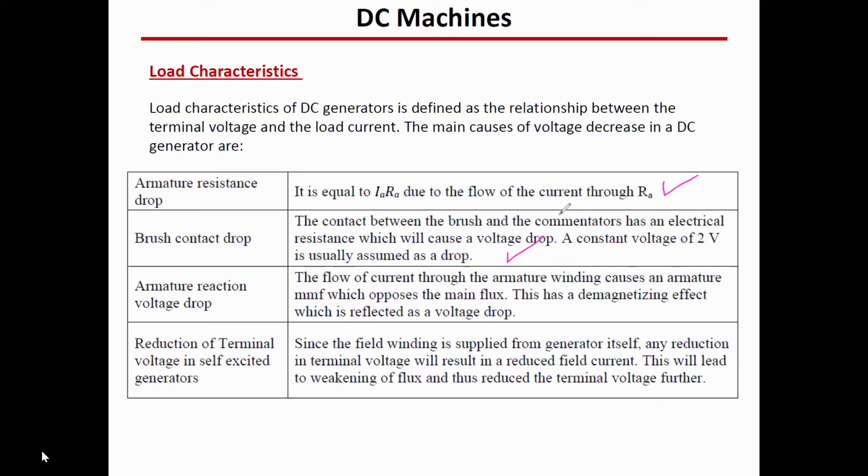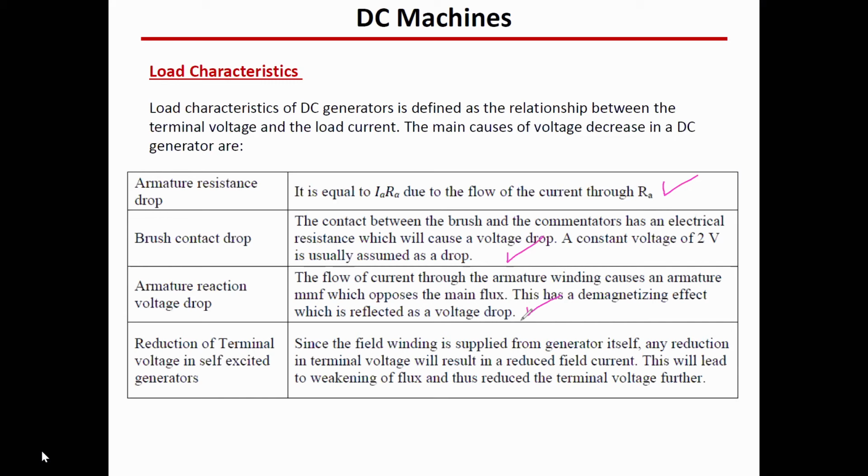And it is usually 2 volts, but it should be mentioned in the problem. If it is not mentioned, no need to include it. Armature reaction, if you remember, I explained this yesterday. It's because the current in the armature will generate a magnetic field that will weaken the net magnetic field inside the machine. So it's a negative impact of the magnetic field generated from the armature. You need the magnetic field generated from the field, not the armature.